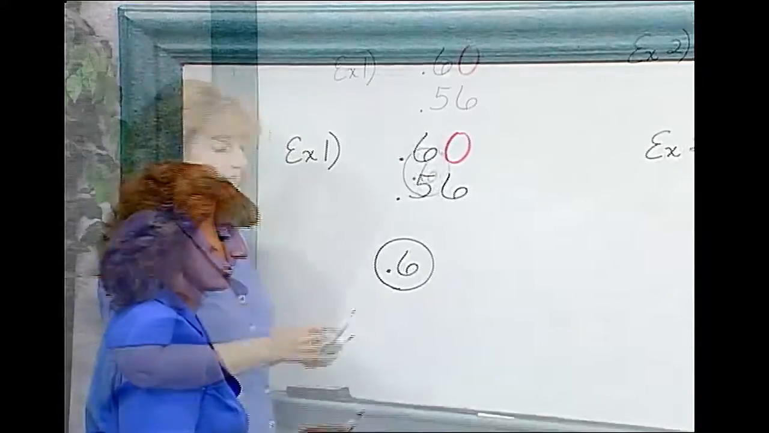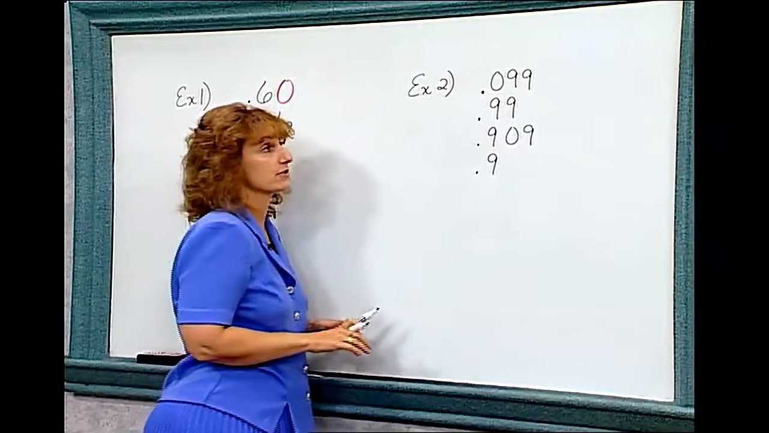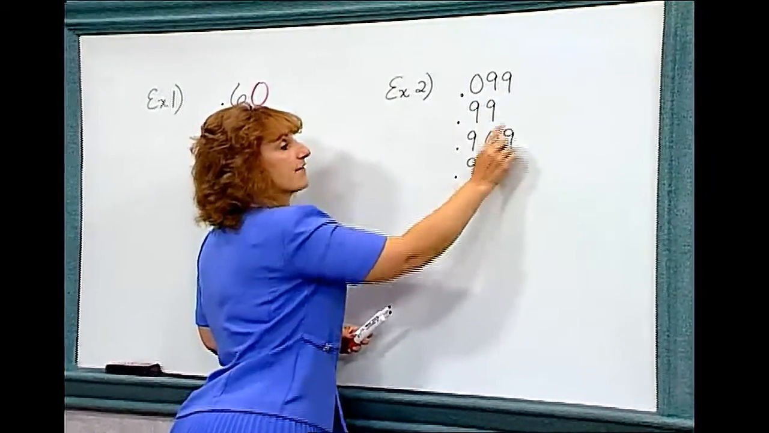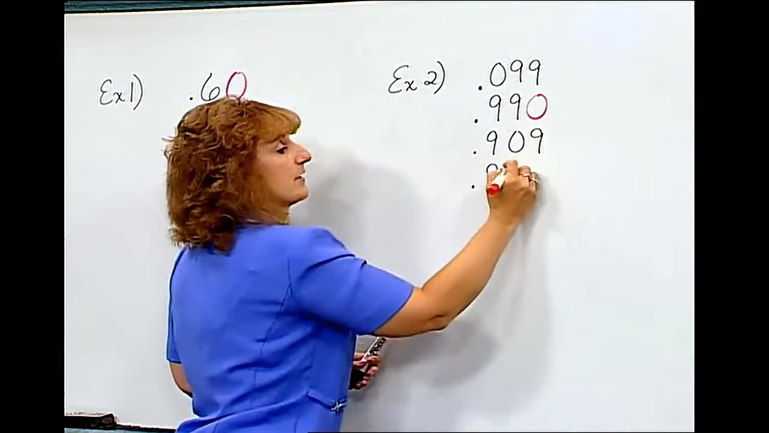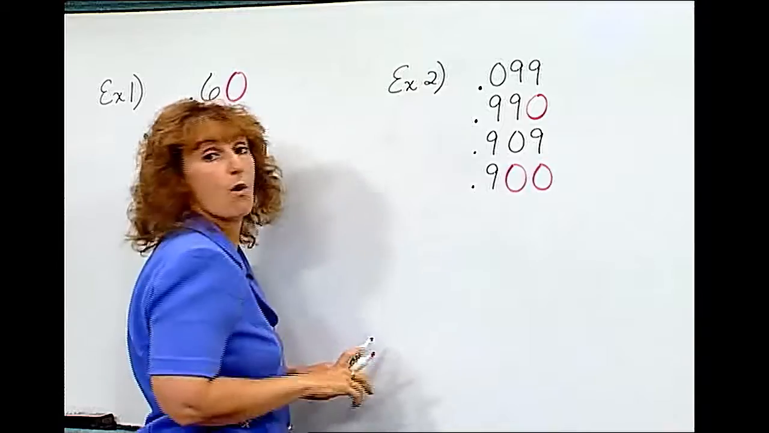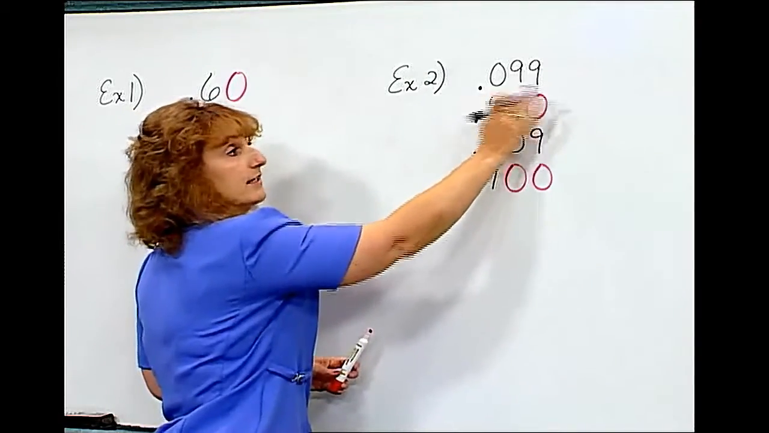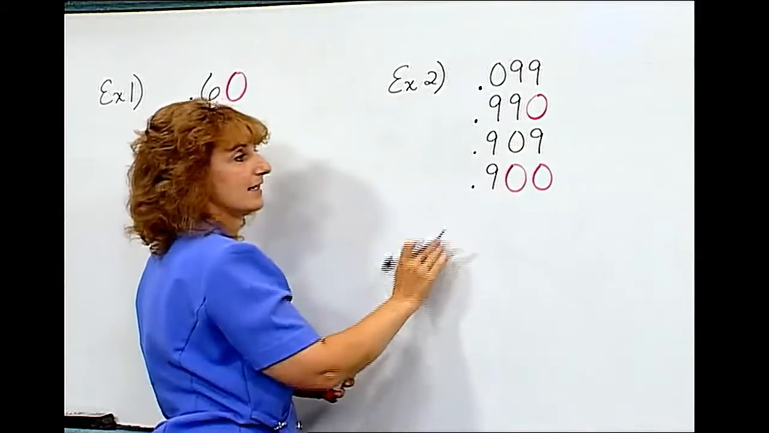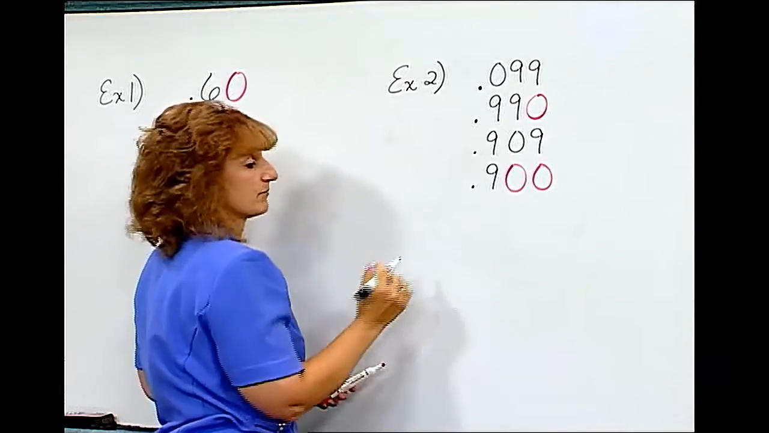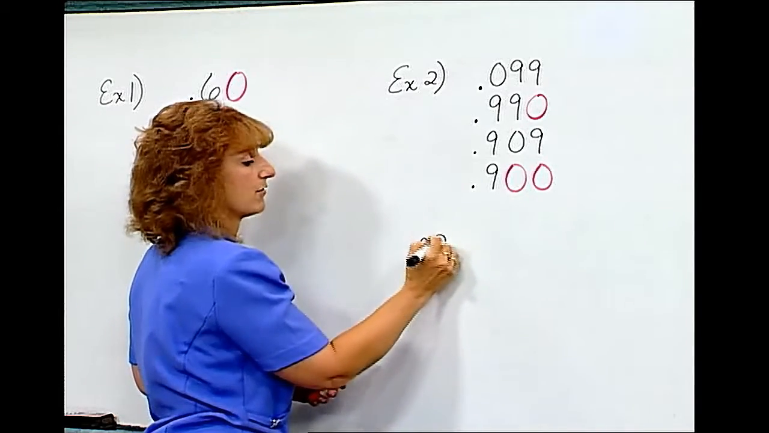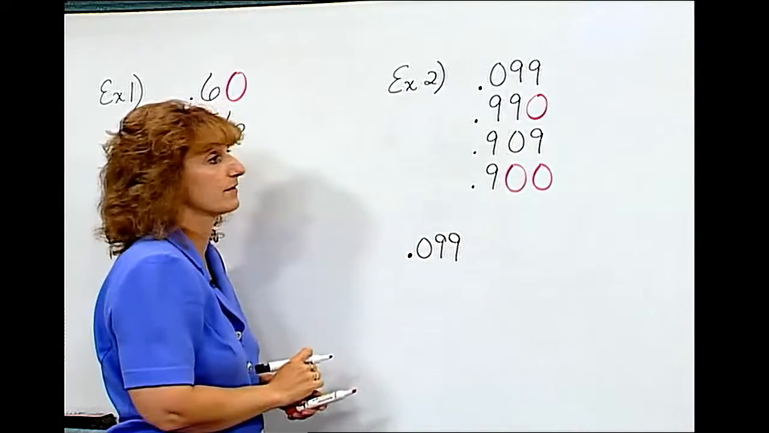If we'd like to arrange this next list in order from least to greatest, we first need to make sure that each of these have the same number of decimal places. Once again, I'm going to place zeros so that they are all 3 places long. Looking now, I have 99, 990, 909, and 900. The smallest decimal there then would be 0.099 because 99 is the smallest of those 4 numbers.